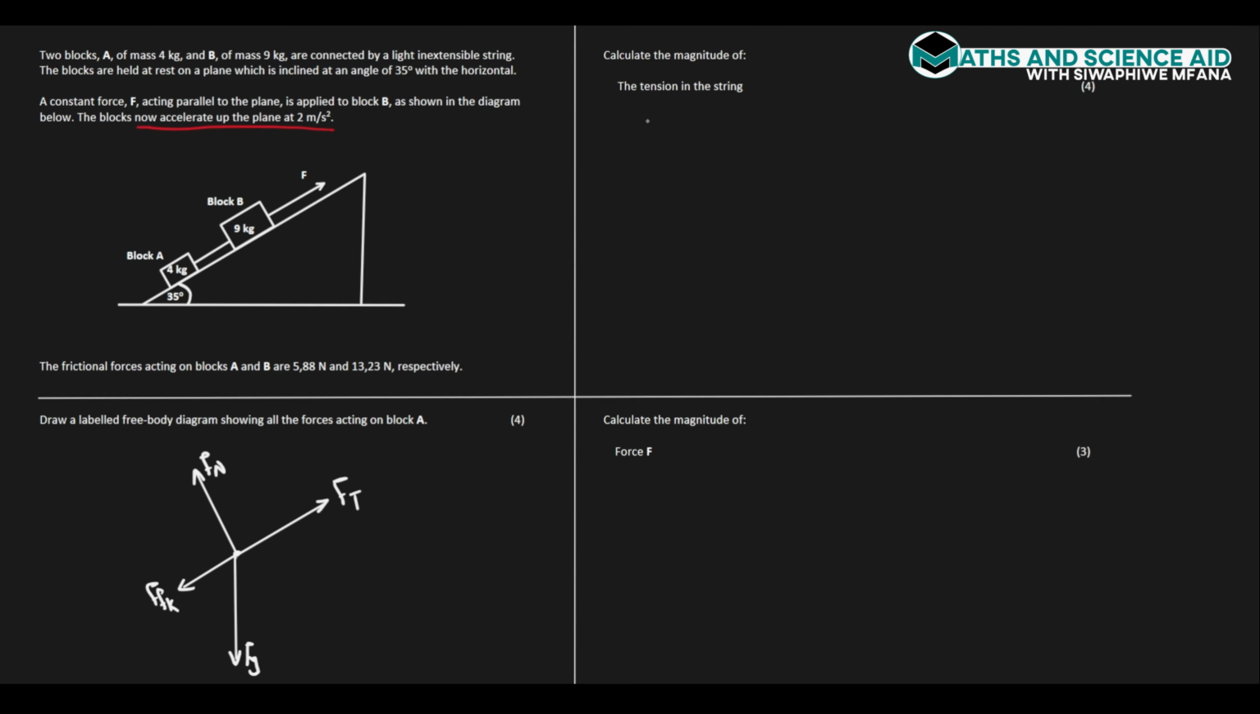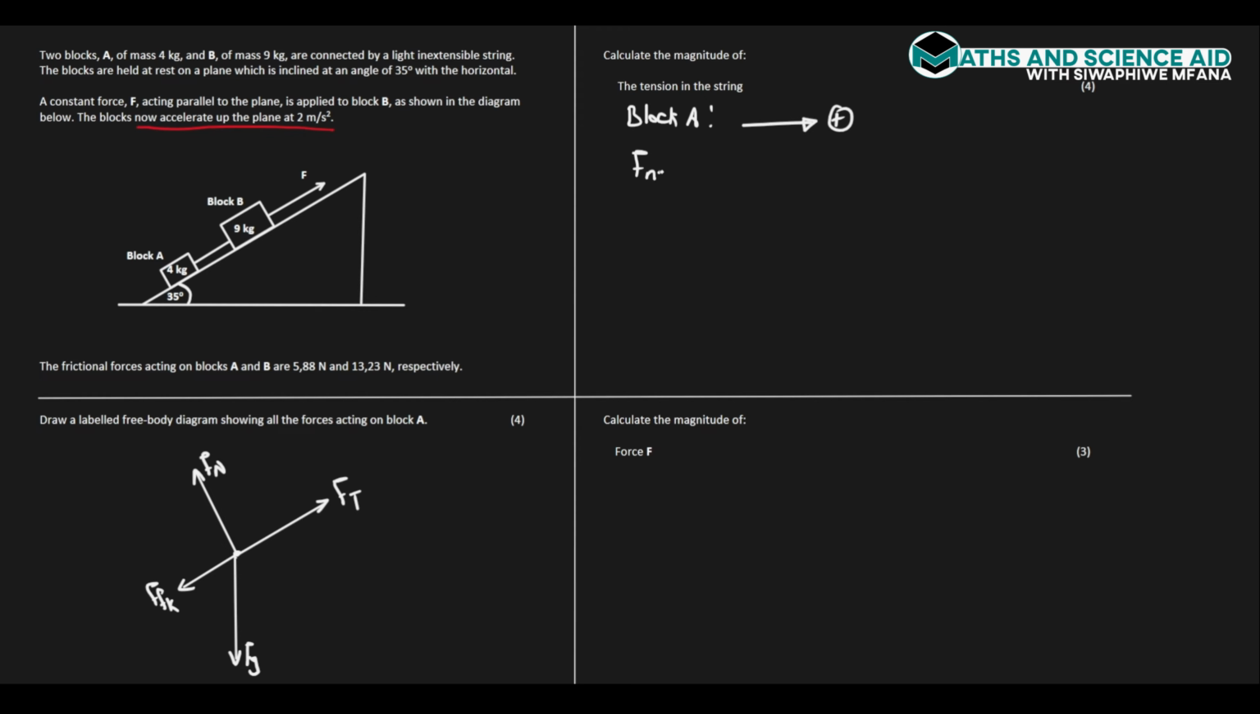And now let us move on to the next part of this question, which says calculate the magnitude of the tension in the string. This is obviously a Newton's second law of motion problem, simply because there is acceleration. So we can solve this problem by applying this law. And what we are going to do is we are going to consider block A. And we must also clearly indicate our positive direction. So we can take the direction up the plane or to the right as our positive direction.